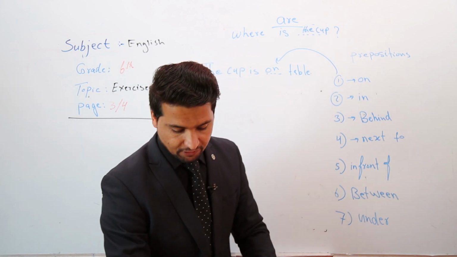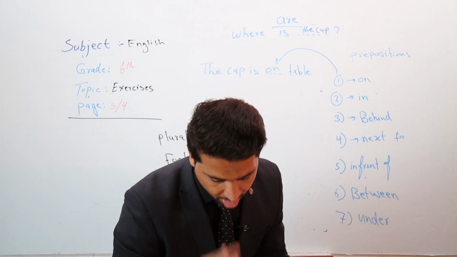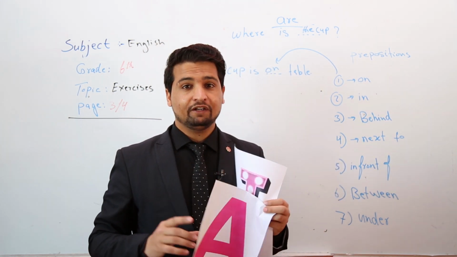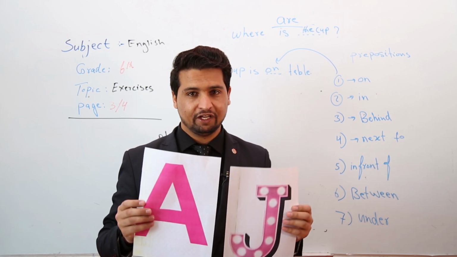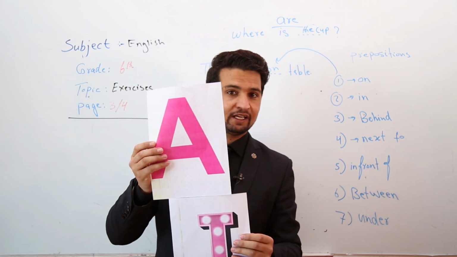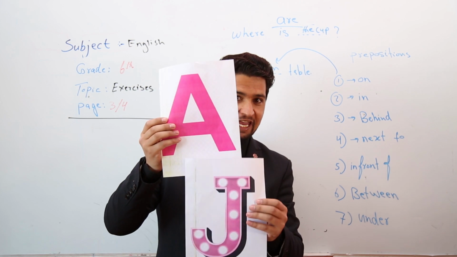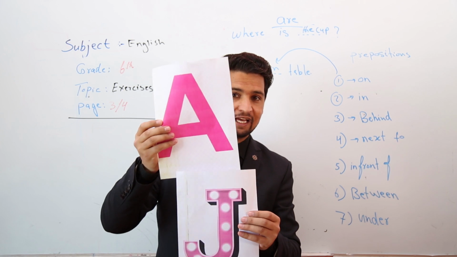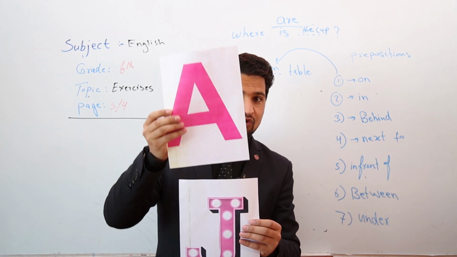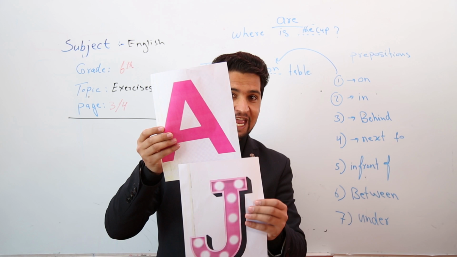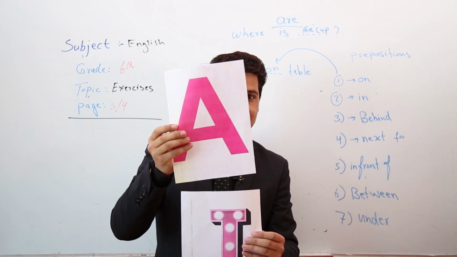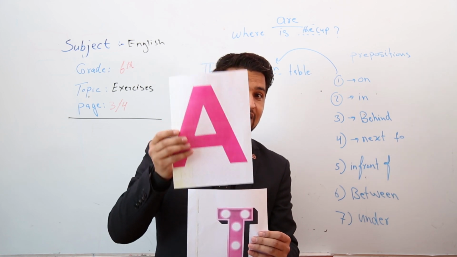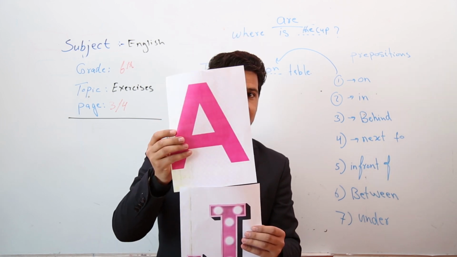For example, let's have some practice here. I'm asking you the question, where is A? Where is A? So look here, A is on the J. So J is under and A is on, right? So we can say that, where is A? So A is on the J. So look, J is here, A is here. So how am I asking the question? Where is the letter A? Letter A is, look, on the J.